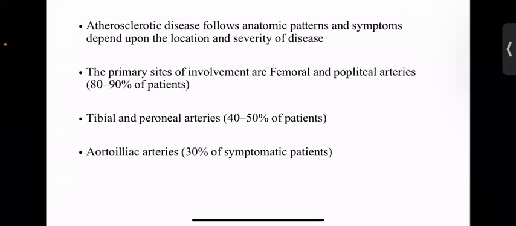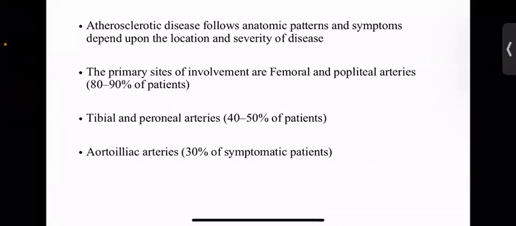Atherosclerosis follows an anatomic pattern, and the symptoms usually depend on the location and severity of the disease, where the severity has to do with how many lesions are present on the vascular tree, as well as the degree of narrowing. The most common sites of involvement are the femoral and popliteal arteries in about 80 to 90% of patients. When they have symptoms, these patients usually present with classic calf pain, where they walk for a while and then experience intermittent claudication, the crampy calf pain that comes with exercise.